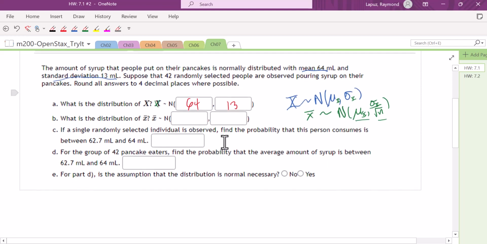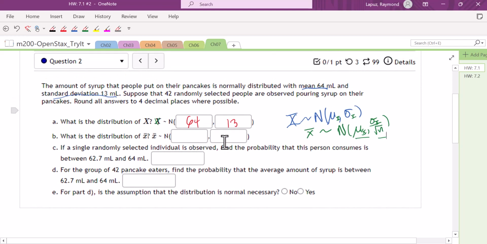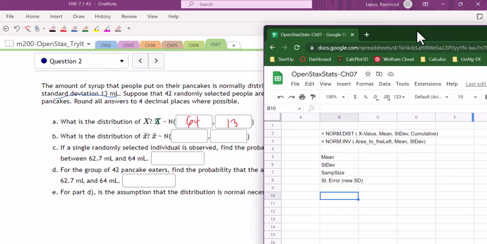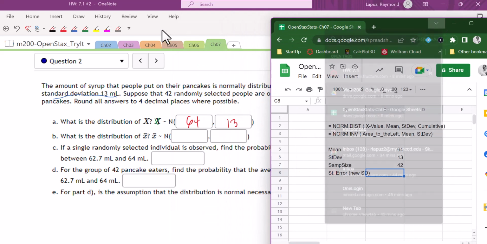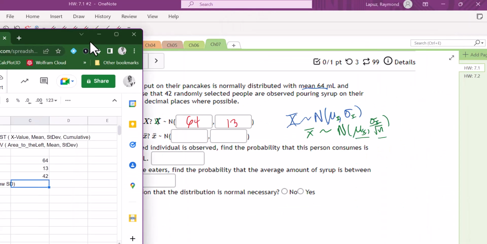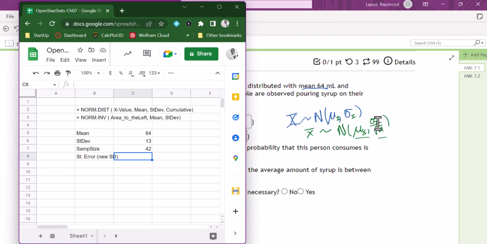So now the next problem, well, I suppose we could do it now. Let's pull out our Google Sheets, which is what we're using. We know that the mean is 64, the standard deviation is 13, and the sample size is 42. So the new standard deviation, also known as the standard error for the mean, is going to be sigma divided by the square root of n. So the old sigma, which is 13, divided by the square root of 42.